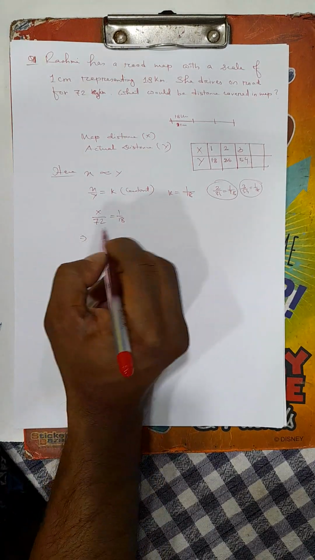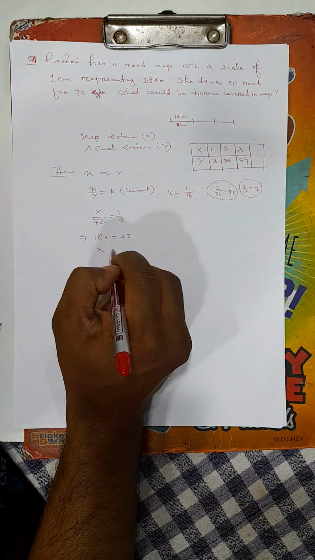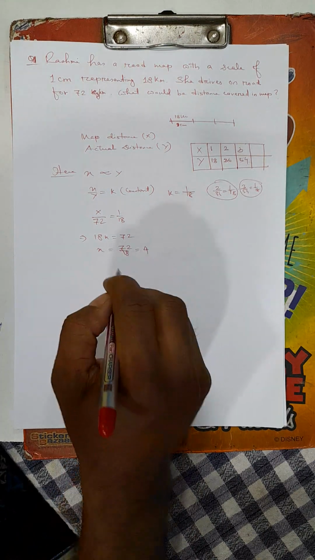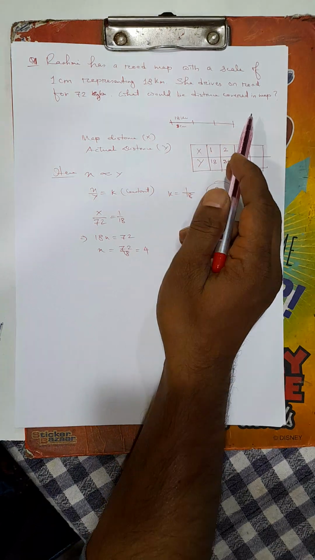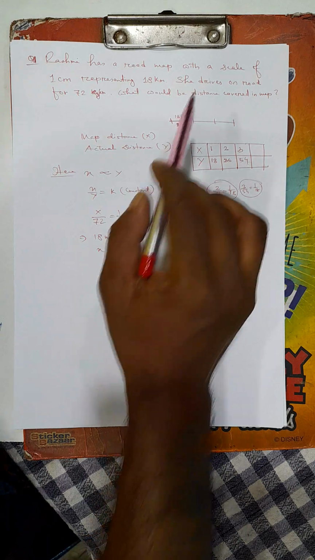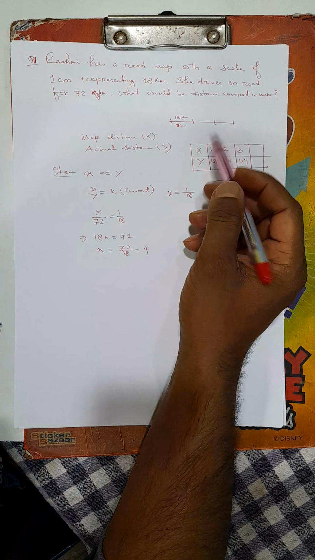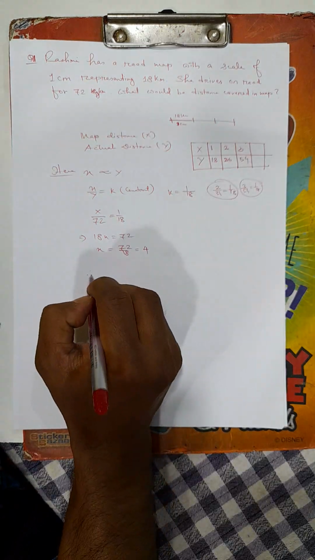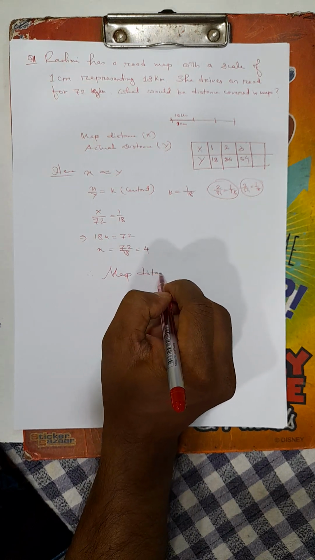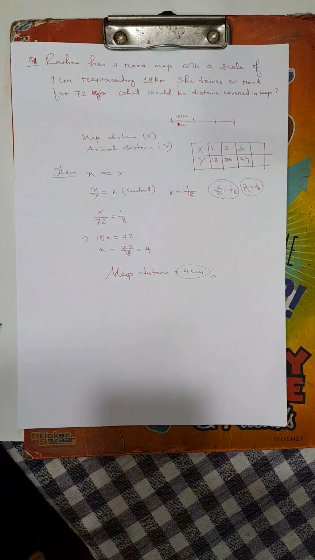So let us solve this by cross multiplying. 18x equals 72. So x equals 72 by 18, that is 4. So what would be the distance covered on the map? 4 centimeters. If she drives 72 kilometers on the road, in terms of map distance it is 4 centimeters. Therefore, map distance is equal to 4 centimeters. This is the answer, right?